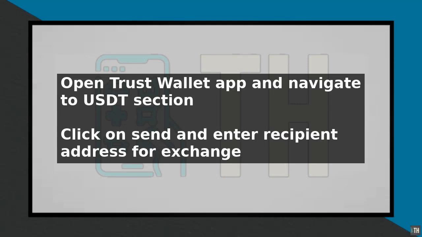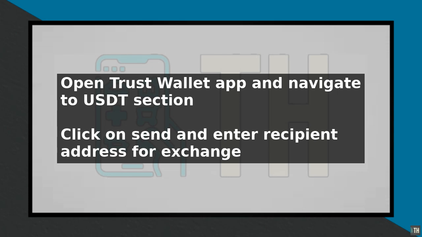To transfer USDT from Trust Wallet to Revolut, you need to follow a series of steps. First, open your Trust Wallet app and navigate to the USDT section. Click on Send and enter the recipient address, which in this case will be the address of the exchange or platform you will use to convert USDT to fiat currency that can be transferred to Revolut.